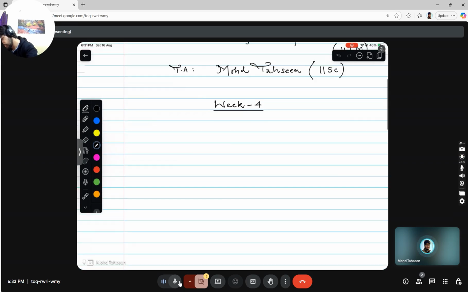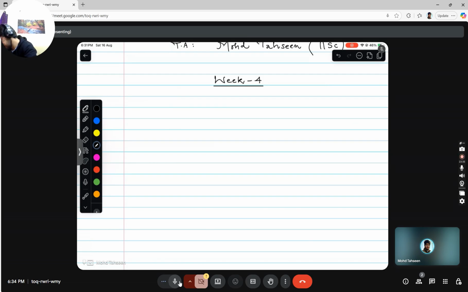And the contents that we are going to cover this week: we are going to go into a little bit more detail into statistical mechanics. And inside statistical mechanics, we will look at the Maxwell Boltzmann distribution.